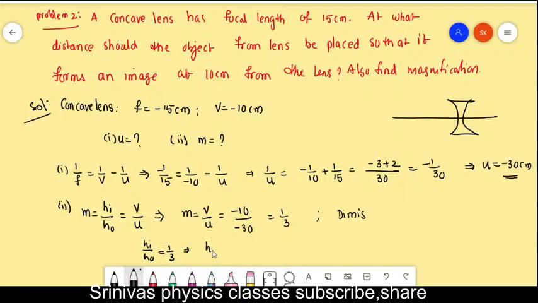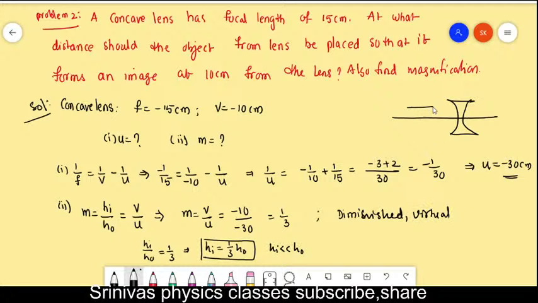From this, the height of the image is 1 by 3 times the height of the object. That means the height of the image is less than the height of the object, right? That means it is a diminished image. And a virtual image. Why is it a virtual image?